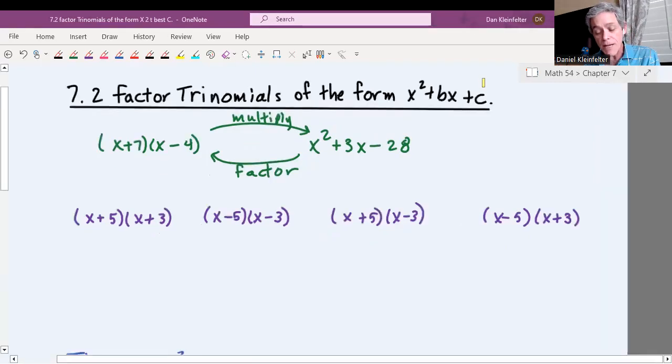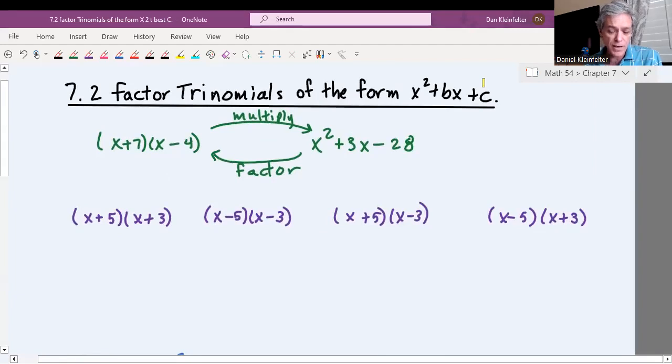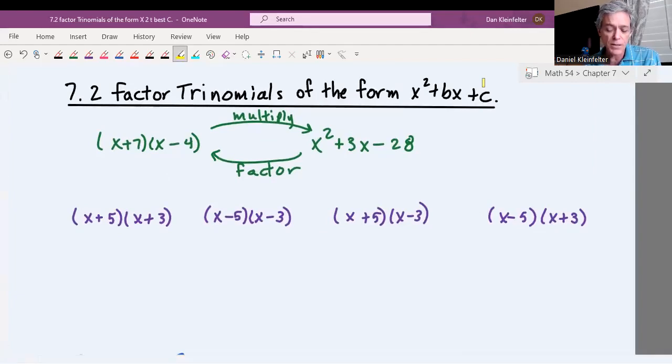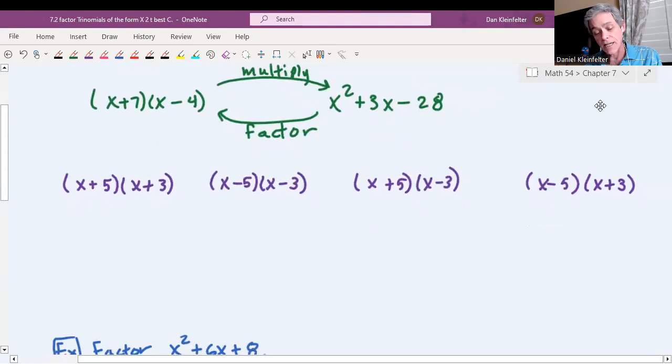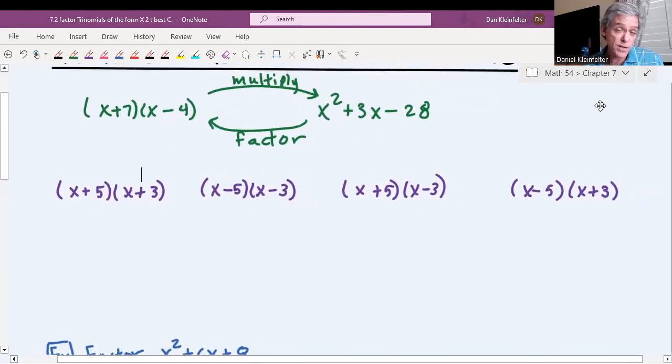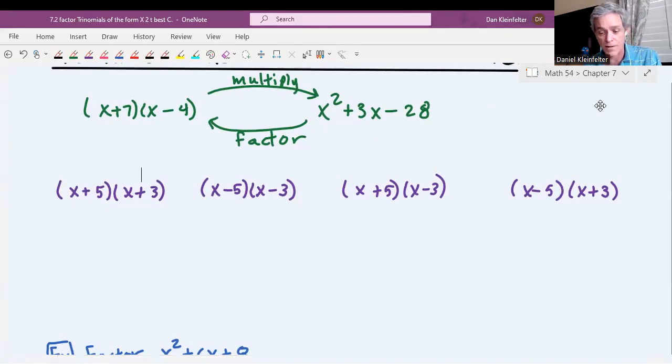So as you recall from our earlier work, there's a relationship between multiplying and factoring. When you multiply, for example, x plus 7 times x minus 4, you'll get x squared plus 3x minus 28. And we want to see how to reverse that process. We're going to do it by looking at 4 different multiplication problems and see if we can detect a pattern and then use that pattern to help us undo that multiplication, that is to do the factoring. So let's have a look.